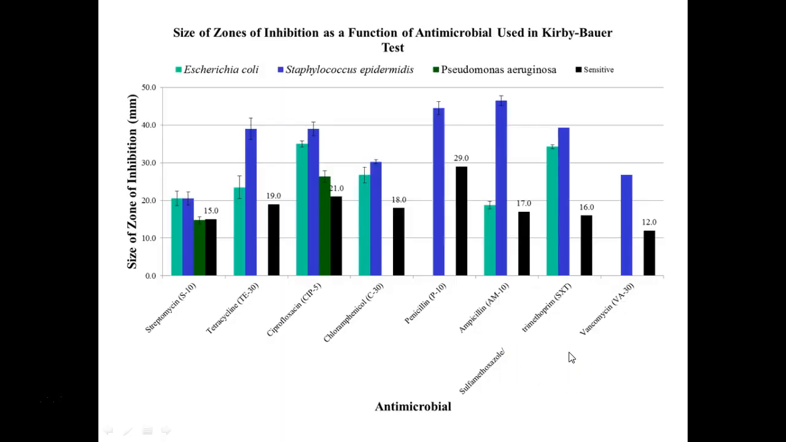So this is all the data from all the plates one semester that we did. And I added the black bars that have the sensitivity. So it has to be at this bar or above to be sensitive. And again, you notice Pseudomonas here in green. We only had measurable zones for ciprofloxacin, which it was sensitive to. Notice it's above the black bar.